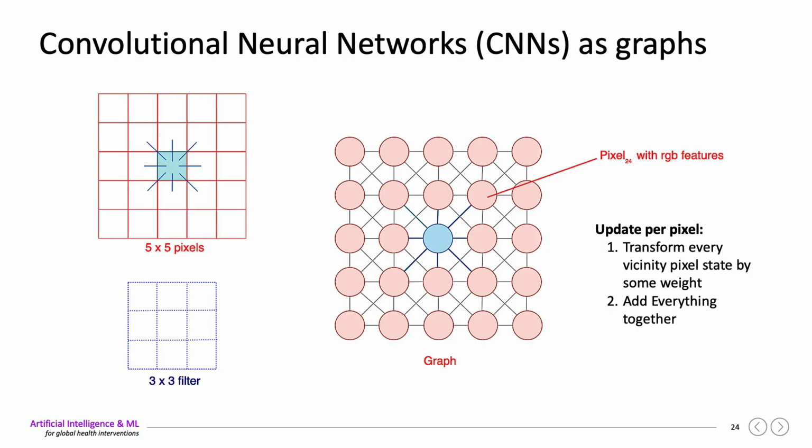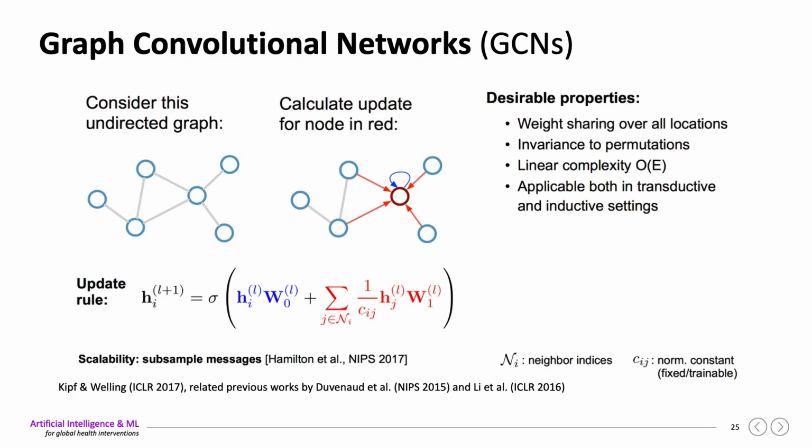But notice the crucial difference. On an image, every pixel has the same number of neighbors arranged in the same geometry, whereas on a general graph, neighborhoods vary in size and have no fixed layout. That is precisely why grid-based GNNs don't directly apply to irregular graphs, and why we need a convolution that works on arbitrary neighborhoods. That generalized convolution is the graph convolutional network.